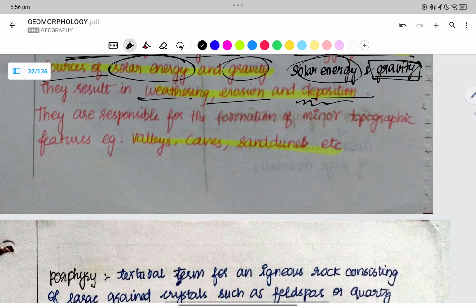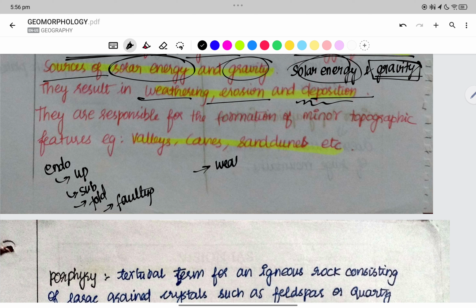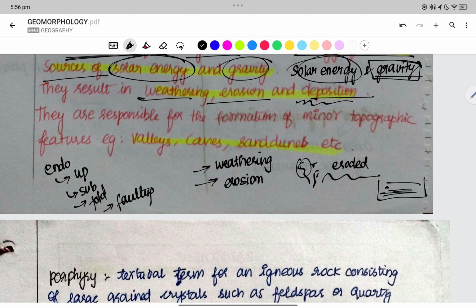In endogenetic forces we have upliftment, subsidence, folding and faulting. But here the result is weathering. First, the particles are weathered, then eroded and carried away, and deposited at a place. So this is the result of exogenetic forces.